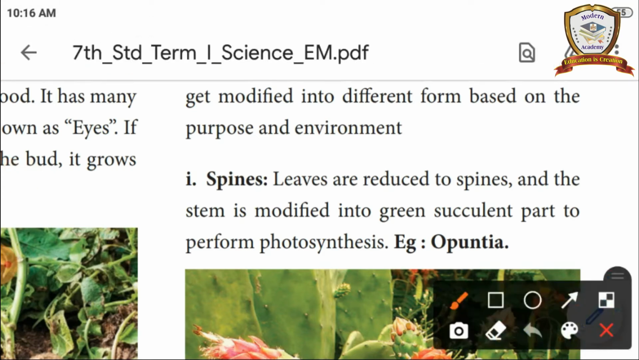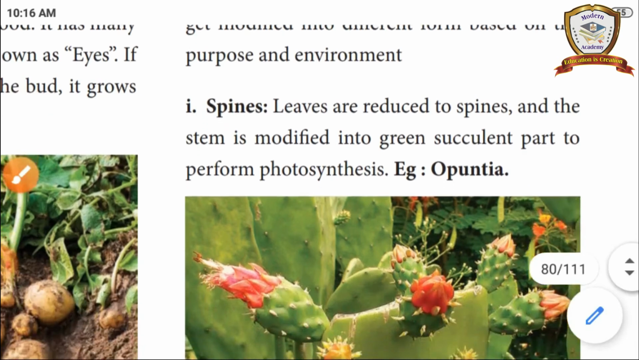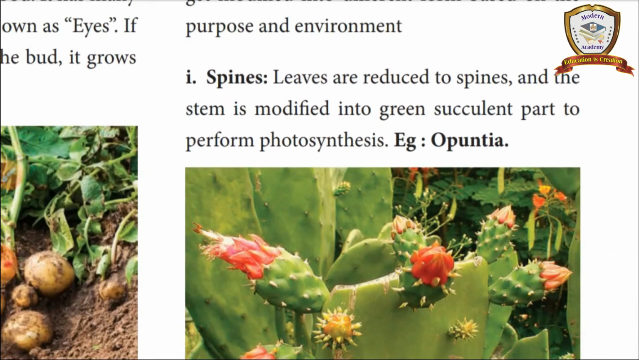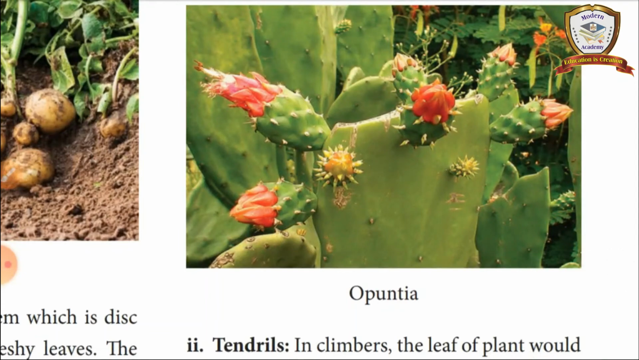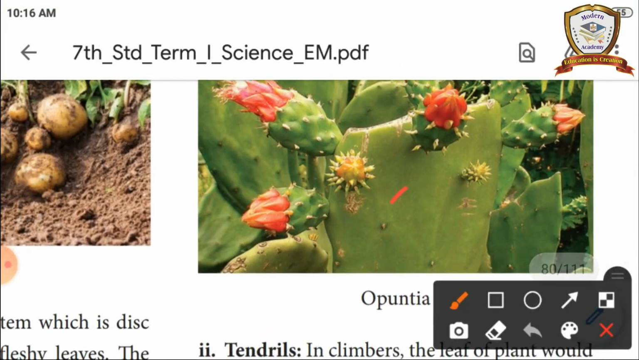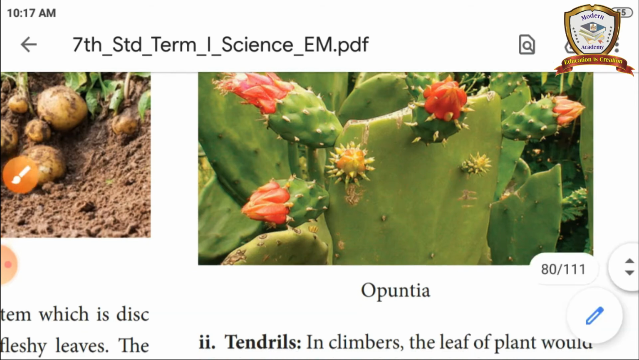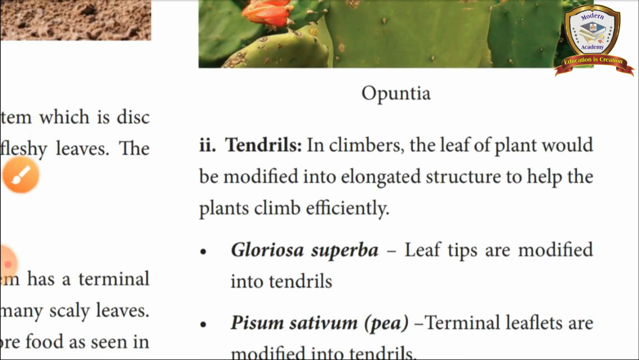First one, spines. In the Opuntia plant, the leaves are modified into spines and the stem performs the photosynthesis function. We can see this plant in desert areas or the hottest places. This is the stem part and this is the modified leaves. The stem part is involved in the process of photosynthesis. So leaves are modified into spines or thorns, and the stem part carries out photosynthesis.